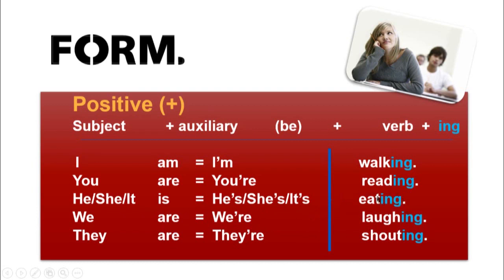So pay attention, please, to the ing plus the verb. It's important here to add ing to the main verb. Here we have we, a plural pronoun: we are, or we're laughing. They're shouting. So the most important thing is that I have to use the helping verb am, is, or are with the V-ing, which means verb plus ing. This is important to remember whenever you use the positive sentence.